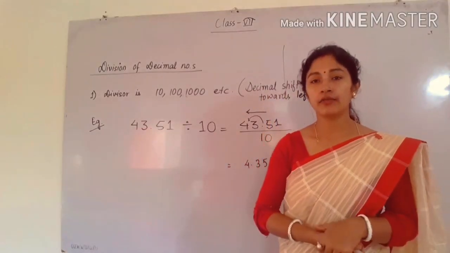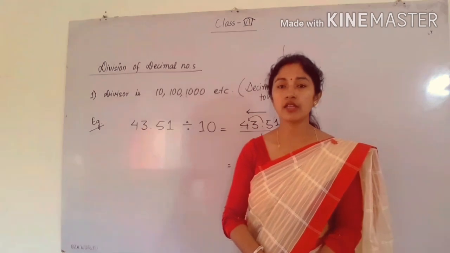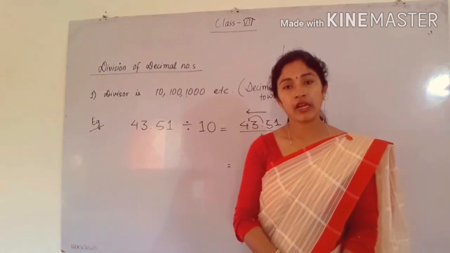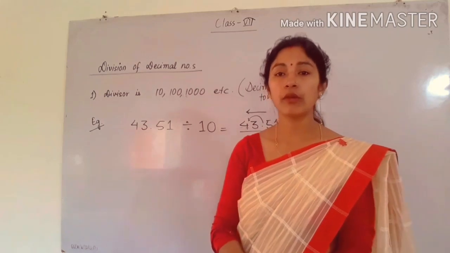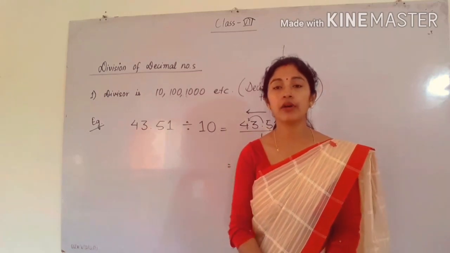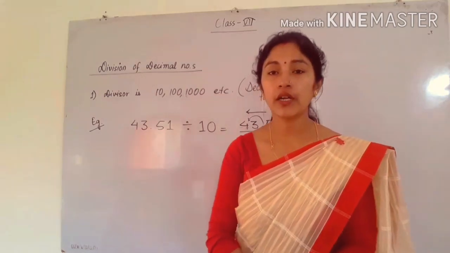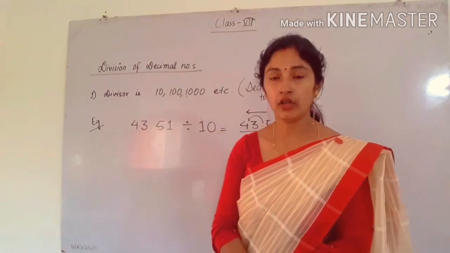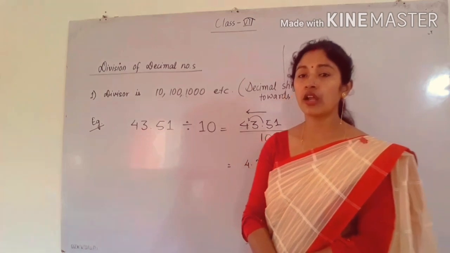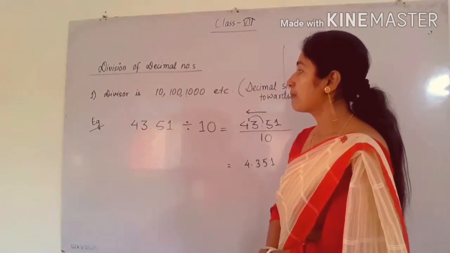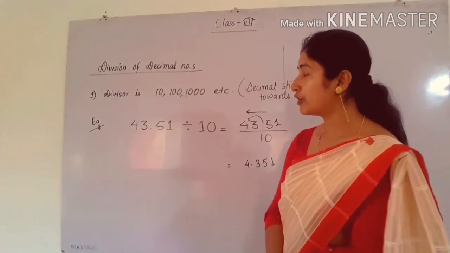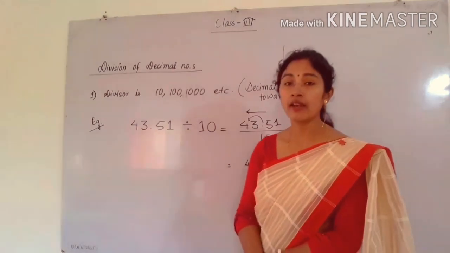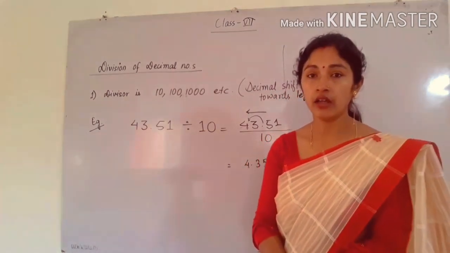So today in this lecture I am going to discuss division of decimal numbers. Already in my last lecture I have discussed the multiplication of a decimal number with a whole number, with a decimal number, and with numbers like 10, 100, etc. So now in this lecture I am going to start with the first point, that is when we have the divisor as 10, 100 or 1000, etc.